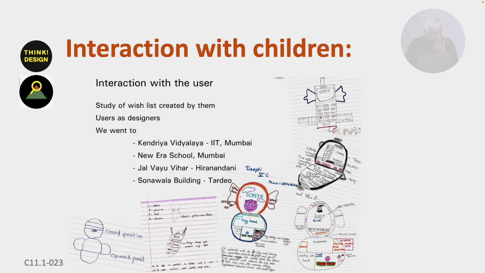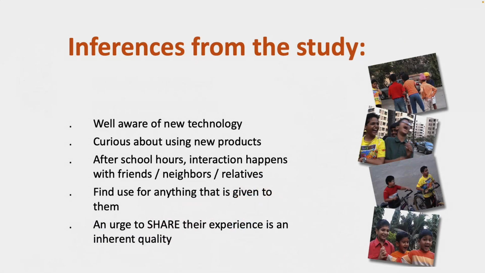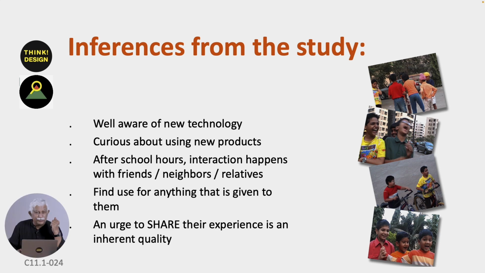Okay, so you can see that, and so the inferences were, they were well aware of new technology, they were curious about new products. After school hours, they actually talk to each other and exchange a lot of information, and they also find use for anything that is given to them, and there's an urge to share their experience as an inherent quality with them.